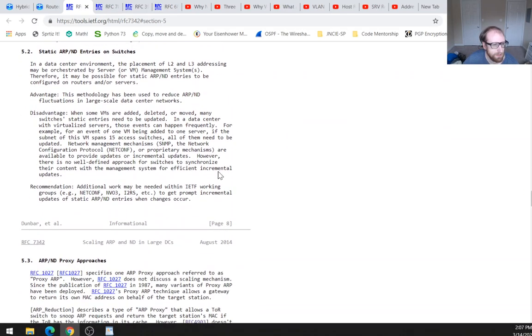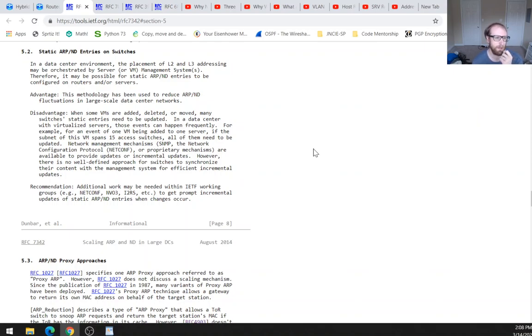Okay, so now this is static ARP/ND entries on switches in a data center environment. The placement of L2 and L3 addressing may be orchestrated by server or VM management systems. Therefore, it may be possible for static ARP/ND entries to be configured on routers and/or servers. Advantage: this methodology has been used to reduce ARP/ND fluctuations in large-scale data center networks.